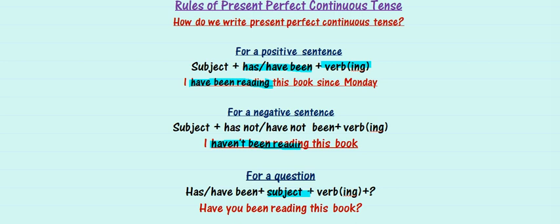So like you can see over here, the sentence is, have you been reading this book? So this is a question sentence where have you been has come in the starting and the subject has come later on. That is how you have to use this tense.